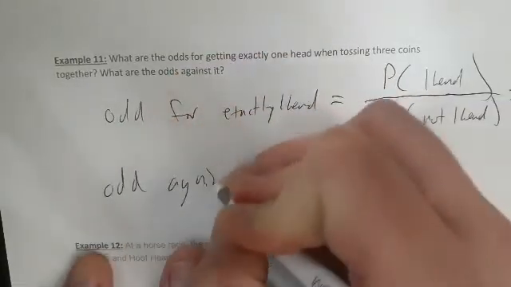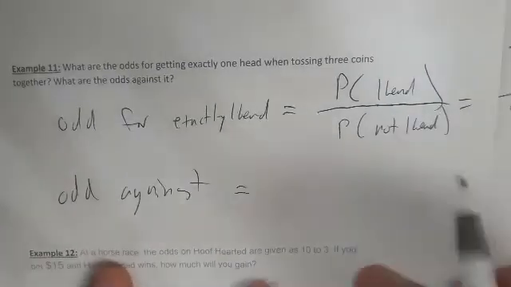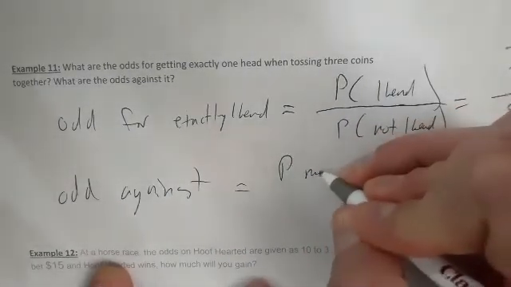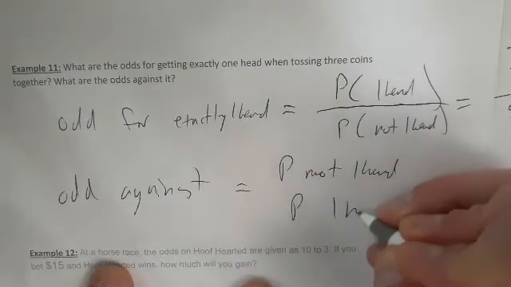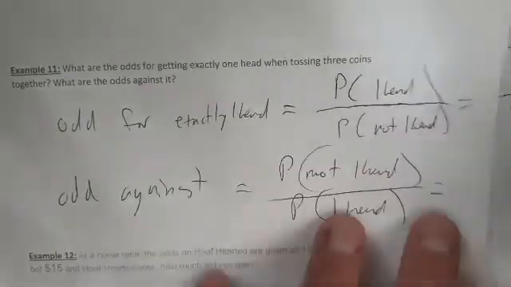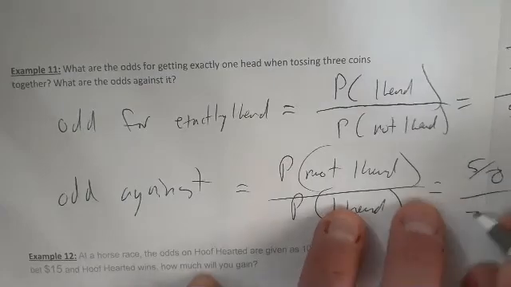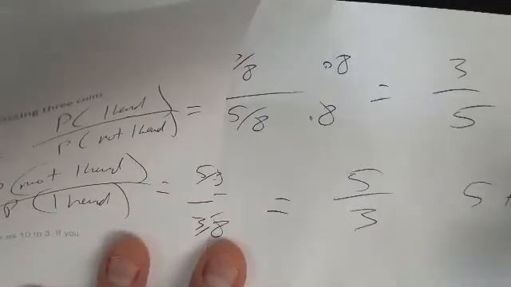So the odds against is the same thing flipped, right? P of not 1 head over P of 1 head. And so now instead of 3/8 over 5/8, we're doing 5/8 over 3/8. You might notice that looks very similar, except we're flipping it. It's the reciprocal. It is 5/3.